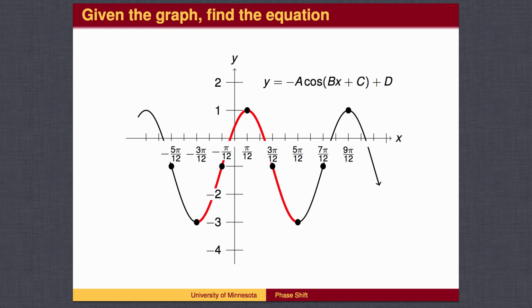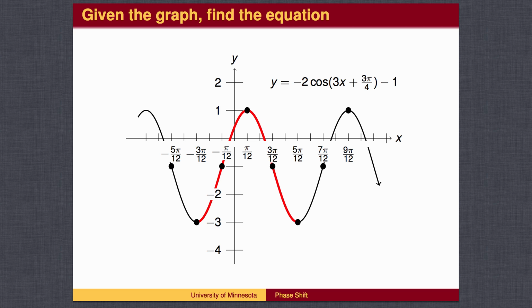Let's try it one more time with an upside down cosine wave. Again, the amplitude is 2, the center line is at negative 1, and b equals 3. The phase shift is negative 3 pi over 12, so 3 times negative 3 pi over 12 plus c equals 0, making c equal to 3 pi over 4. This gives us the equation of the graph. You can find many more equations for this graph.